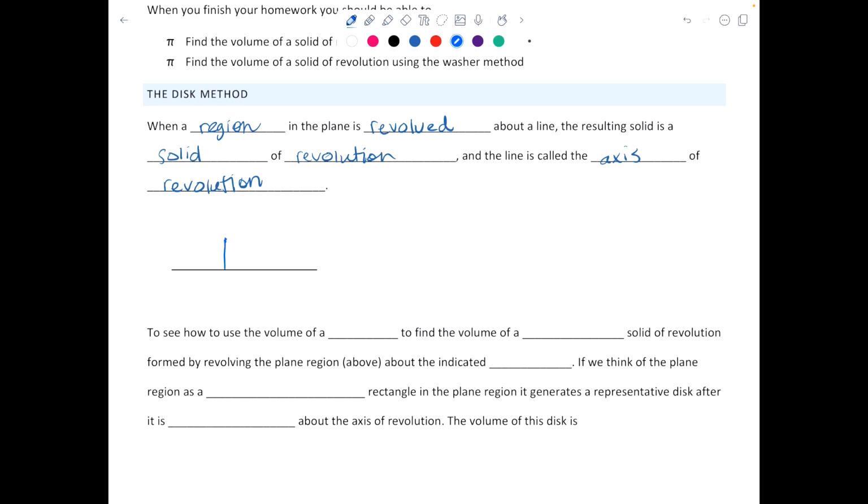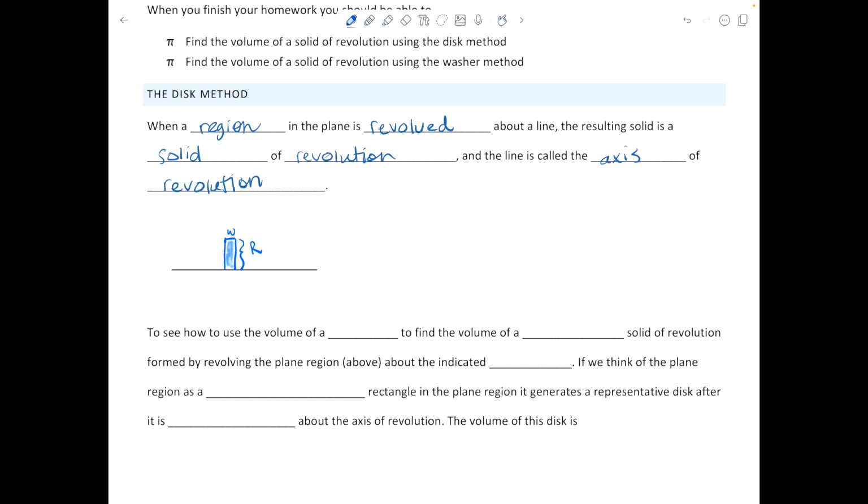what's called your representative rectangle is attached or touching that axis of revolution. So you've got this region here, and then this width here would be W, and then this is your radius. I know it looks weird, you're thinking height of rectangle, but it's actually considered radius R. And this is our representative rectangle.